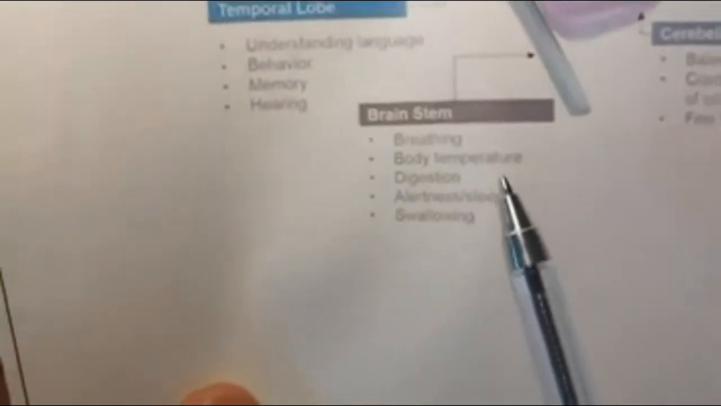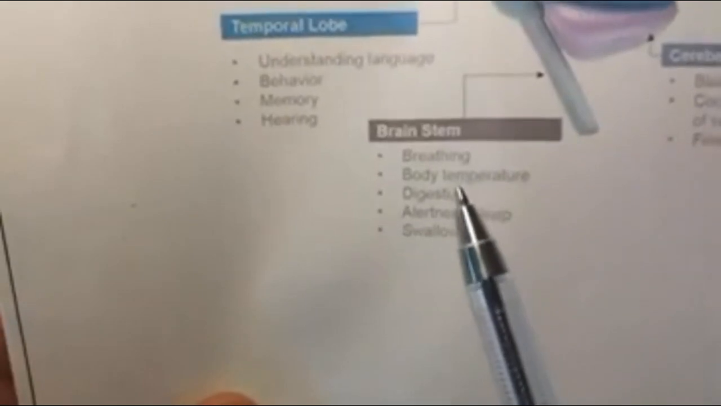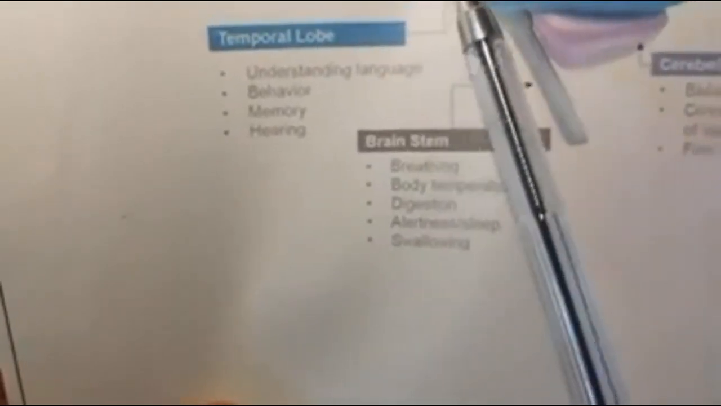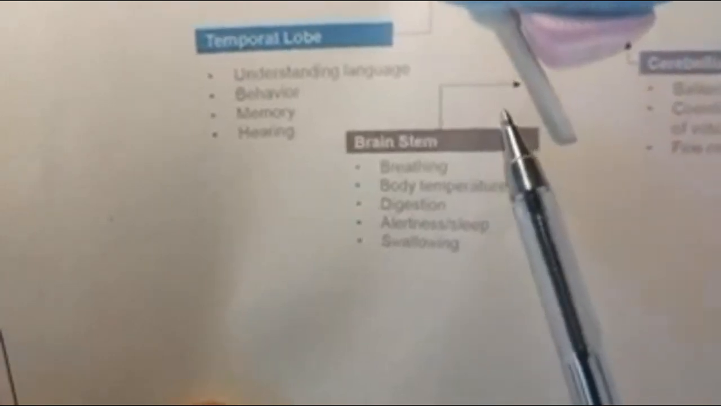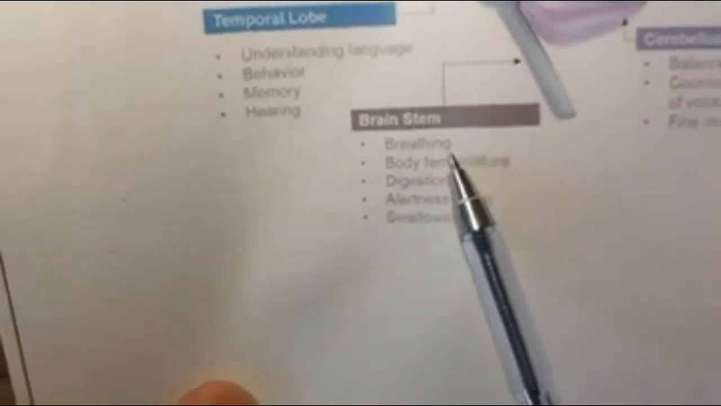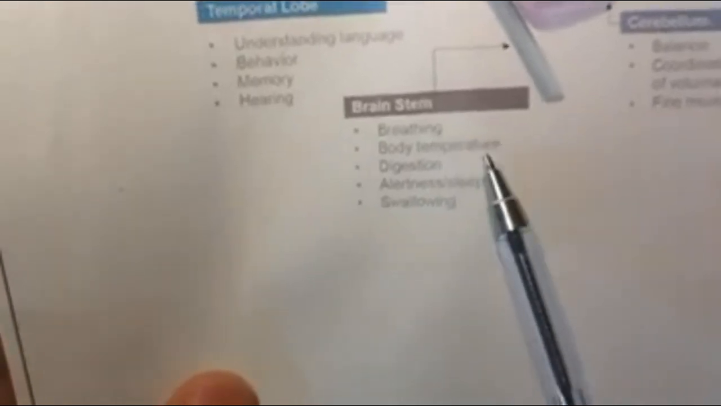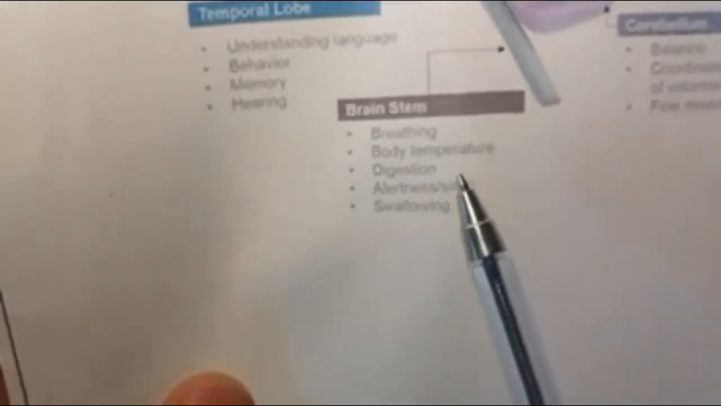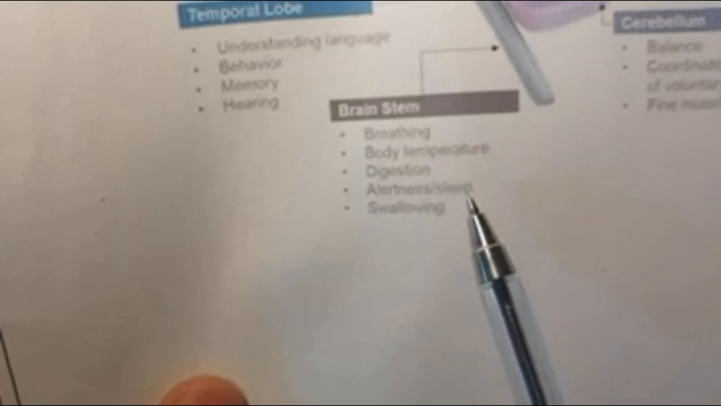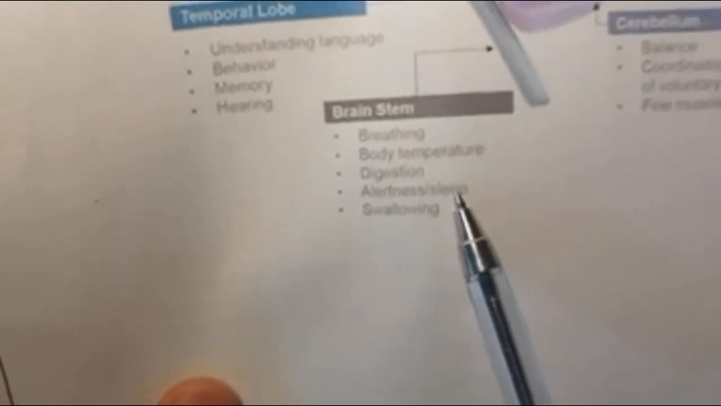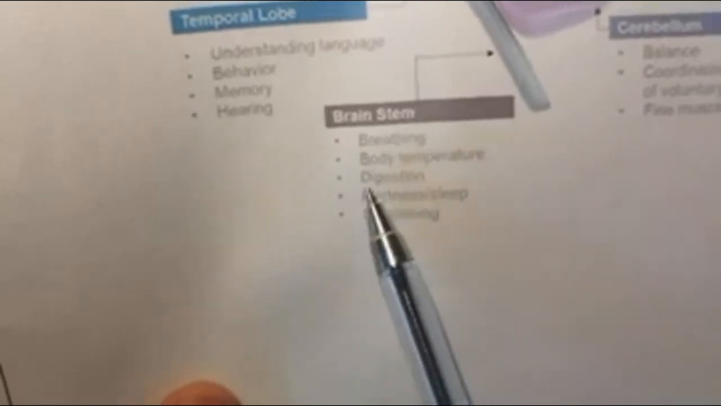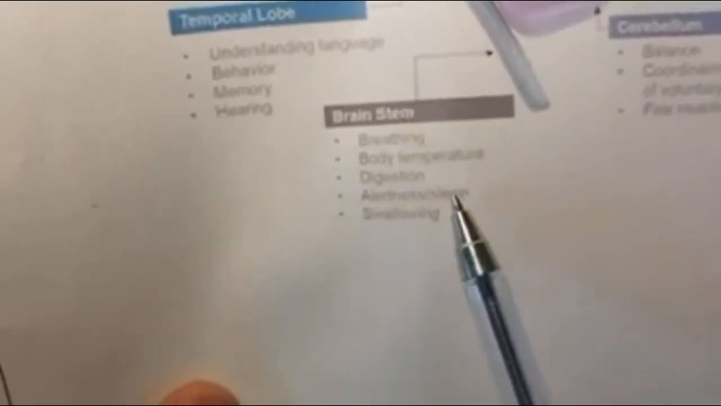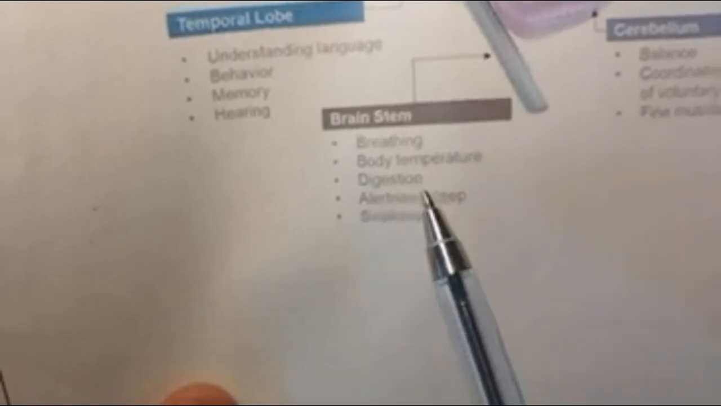Now the brainstem is actually made up of three structures: the midbrain, pons, and medulla. It functions for breathing, control of body temperature, control of digestion, the sleep-wakefulness cycle, and control of swallowing. So lots of non-voluntary, involuntary functions of the body are controlled by the brainstem.